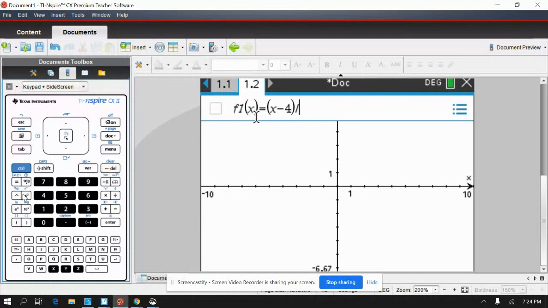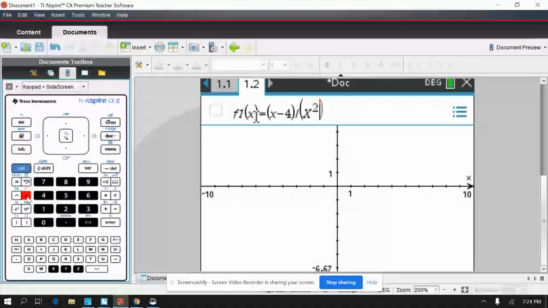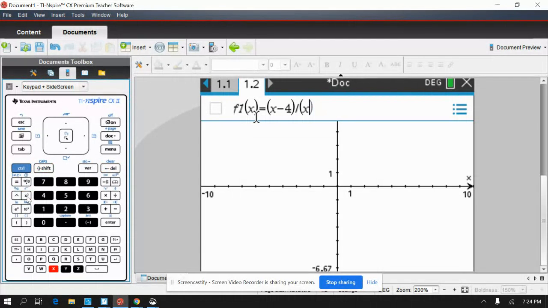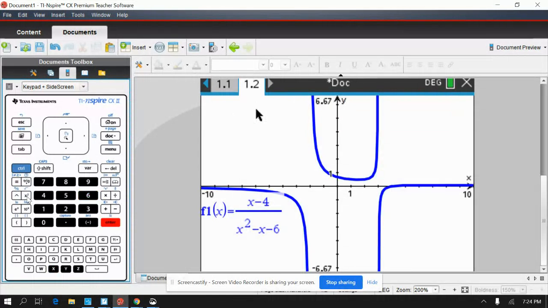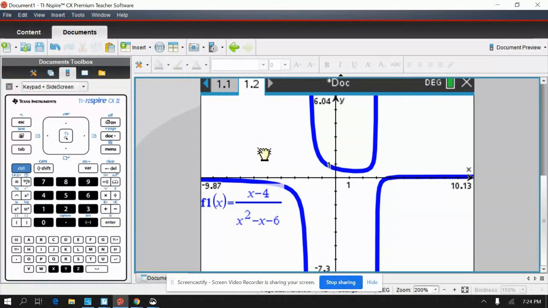It's going to be parentheses. It's not going to like it. X squared minus x minus 6. And there is the function here.